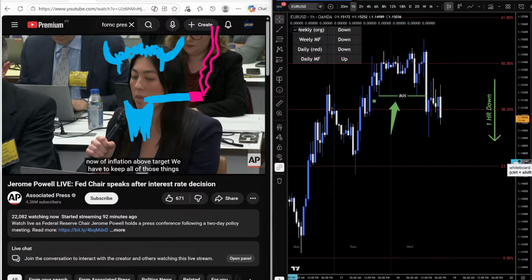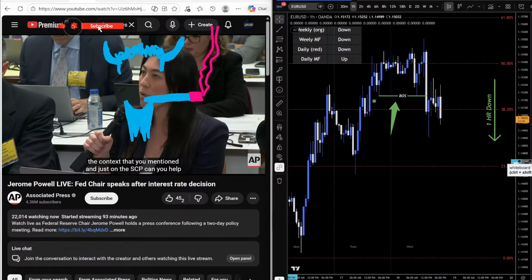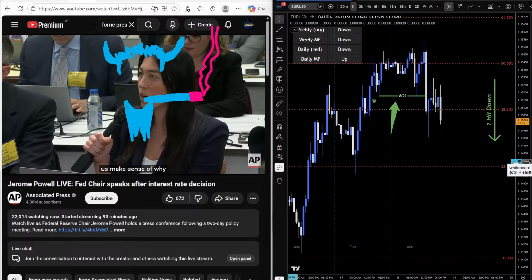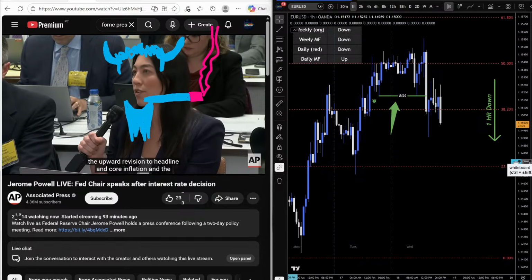And just on the SEP, can you help us make sense of why there is still a bias to cut for most officials this year, despite the upward revision to headline and core inflation and the essentially unchanged forecast for growth and unemployment? I'm just curious, what's the genesis behind the need? What's the need for the cut?